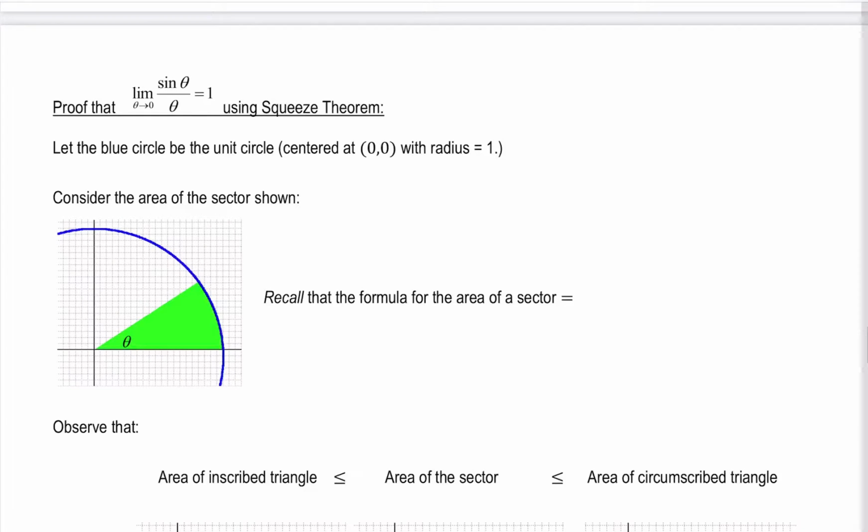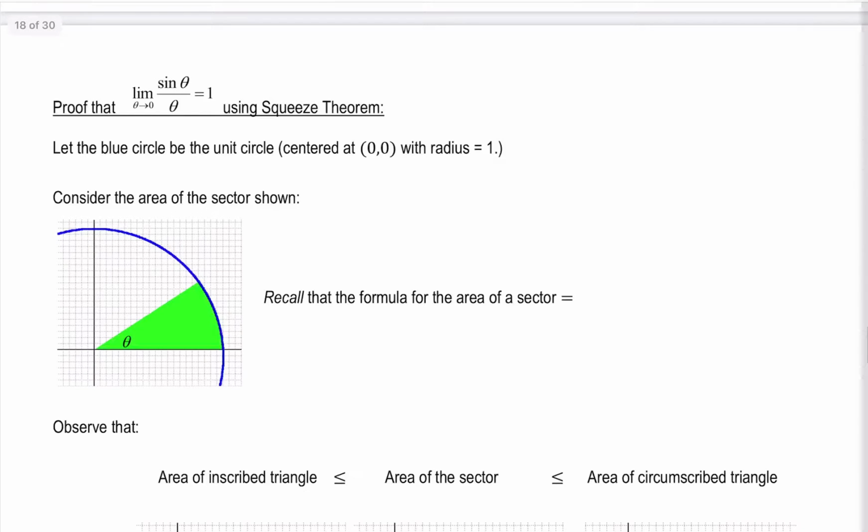So in this video, we're going to use the squeeze theorem that we talked about last time to actually prove an important trig limit. And it's one that without the squeeze theorem, we wouldn't really have a way to prove it. We might be able to look at it graphically or numerically to get a good idea about it, which would be certainly a valid thing to do.